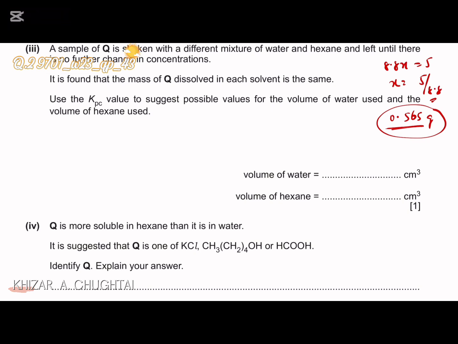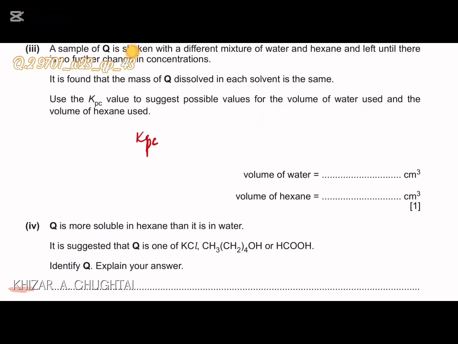Come toward the next portion. A sample of Q is shaken with a different mixture of water and hexane and left until there is no further change in concentration. It was found that the mass of Q dissolved in each solvent is the same. Use the Kpc value to suggest possible values for the volume of water used and the volume of hexane used. The same mass of Q is going to dissolve in both cases. So they are asking us to find the volume of water and the hexane.